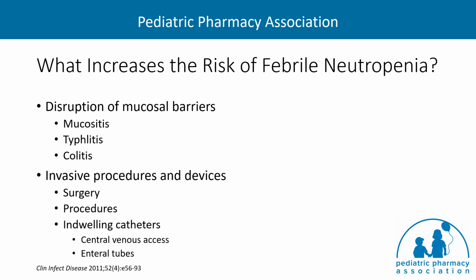What increases the risk of febrile neutropenia in these patients? Any disruption of the patient's mucosal barrier can increase their risk of febrile neutropenia. Examples of this are mucositis, typhlitis, and colitis, and invasive procedures and devices that these patients may have. So surgery or other procedures, and any indwelling catheters such as central venous access and enteral tubes.